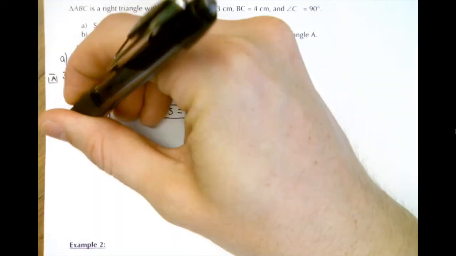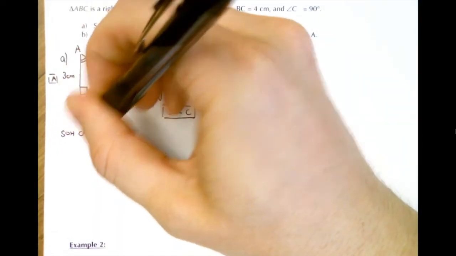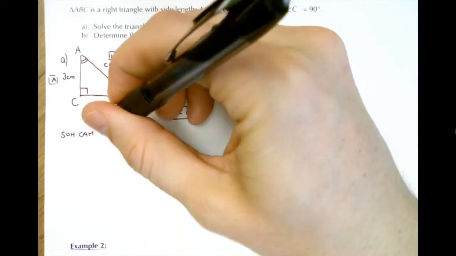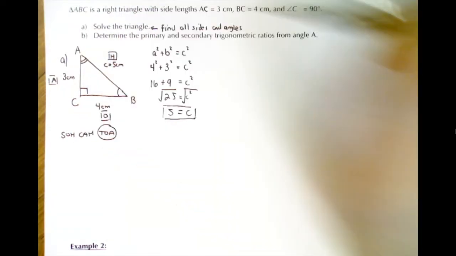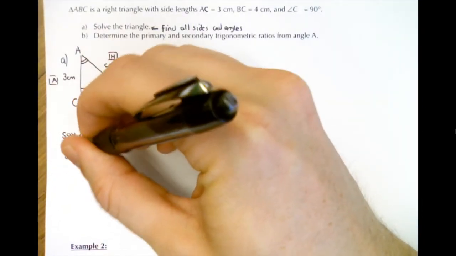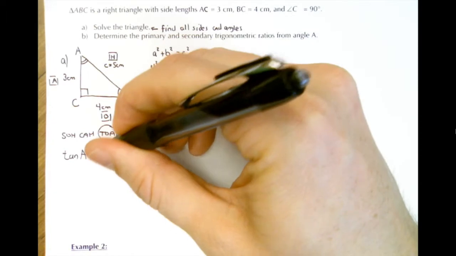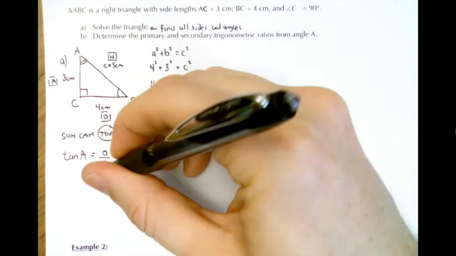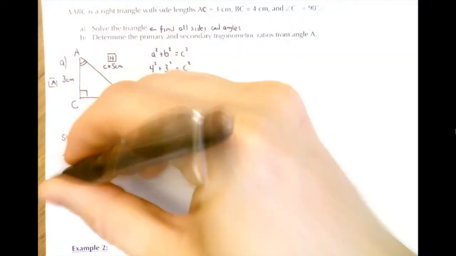If I write out SOHCAHTOA, the 2 sides we know are the O and the A. We know H too, so I could use any of these, but the ones we were given at the beginning were O and A. I'm going to pretend I haven't found C yet. I'm going to use TOA for O and A. So tan A would be O over A, sorry. Opposite over adjacent. Tan of angle A is opposite over adjacent. Let's fill in the ones we know. O is 4, A is 3, and we're set up to solve for tan A.